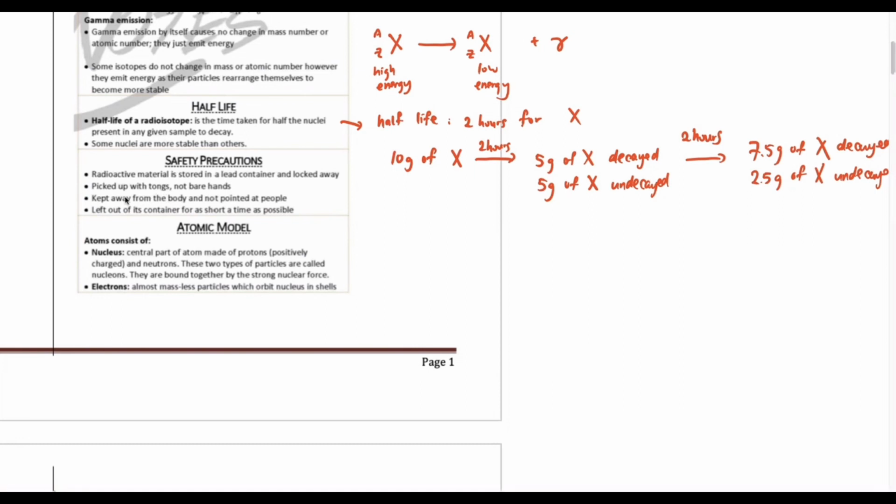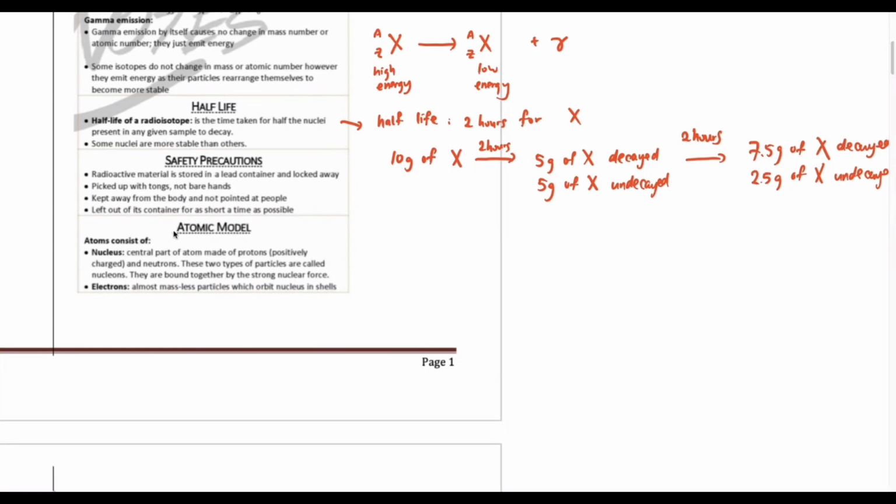Okay, so tongs is just a holder, a long handle. Okay, so kept away from the body and not point at people. Radioactive material, right? So dangerous. Left out of its container for as short a time as possible. Okay, that means you have to go away from the container which store the radioactive material.